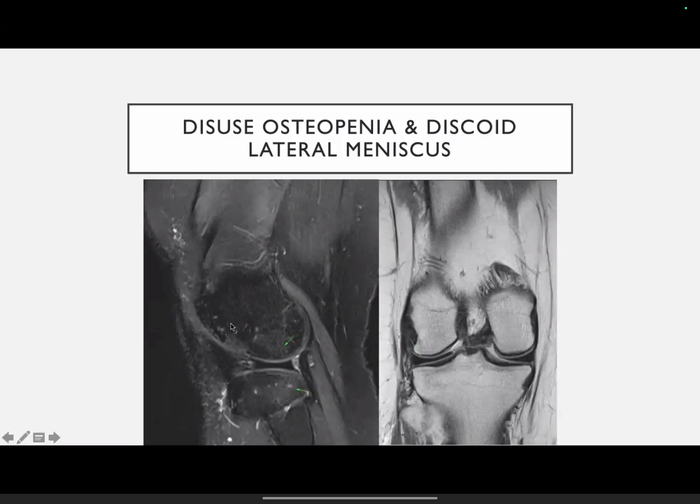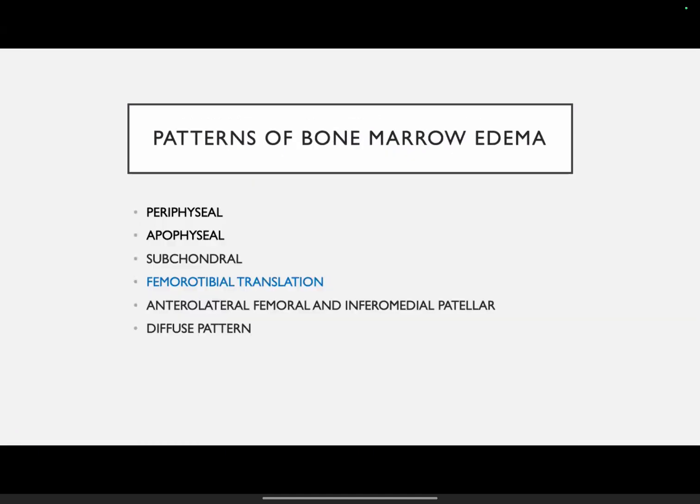So again, this is a case where we see subchondral patchy bone marrow edema in the subcortical area, and you see it's kind of distributed at different places. And along with that, we see that this is a discoid lateral meniscus on a PD non-fat saturated image. Diffuse osteopenias are very rarely seen, but whenever they are, they should not be confused with any other pattern of disorder.